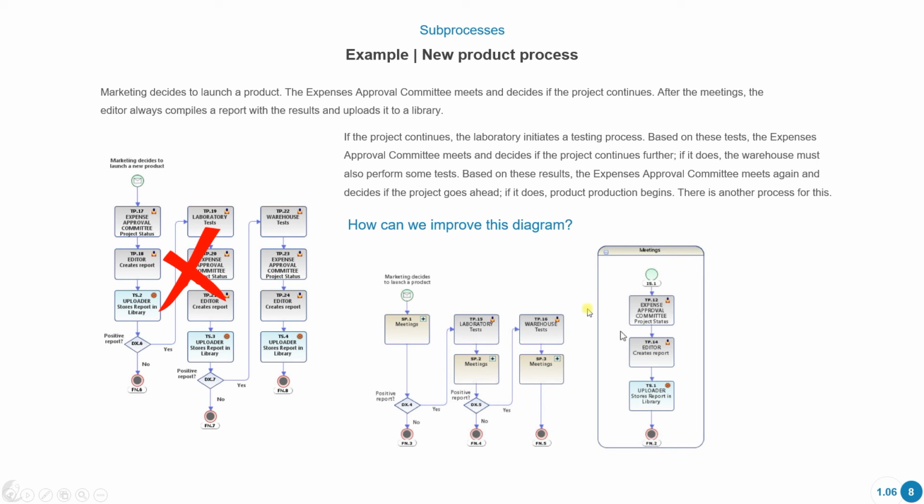Okay? Once they've been performed, the flow goes out and we decide whether we want to continue with the project or not. Okay? So then the flow goes here, the laboratory has to run their tests, and then again, we're going to call the same subprocess and we're going to trigger all these different activities, all these repetitive actions. Okay? Once they've been done, the flow goes to this gateway. If the project continues, it goes to the warehouse, and we launch the subprocess again. Okay?